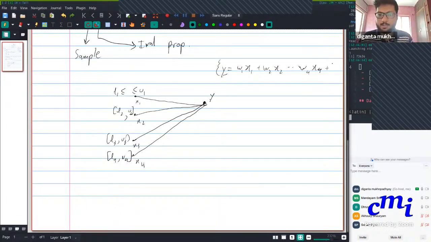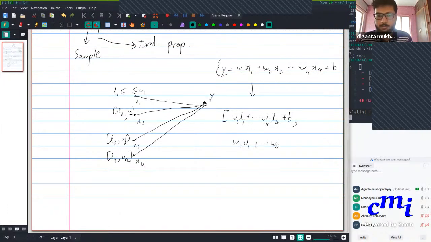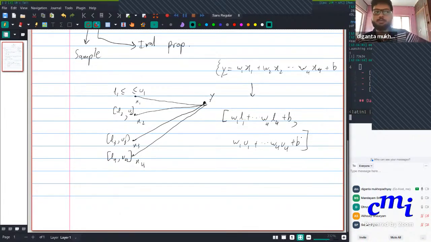If this is the function plus some bias B, then the interval is just going to be W1 L1 plus up to W4 L4 plus B as the lower bound, and the upper bound is W1 U1 plus up to W4 U4 plus B. You get the idea, right? If the inputs are less than this, then the final linear function is also going to be less than this. Similarly for the upper side. Does it make sense? Yeah.